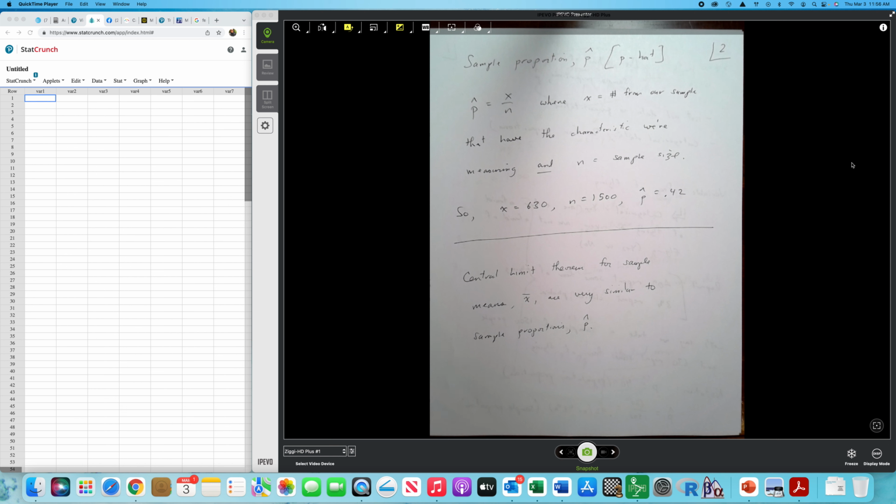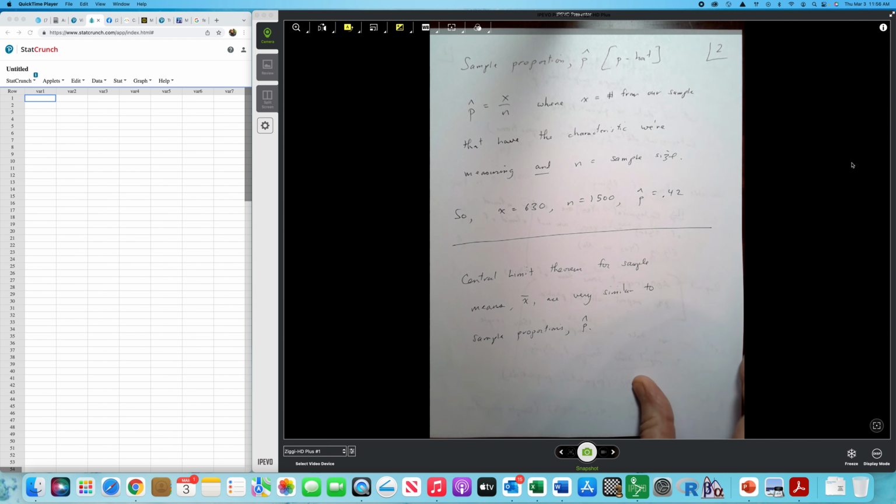Now, switching gears to the central limit theorem, you're going to see a lot of similarities from the central limit theorem for sample means to the central limit theorem for sample proportions.